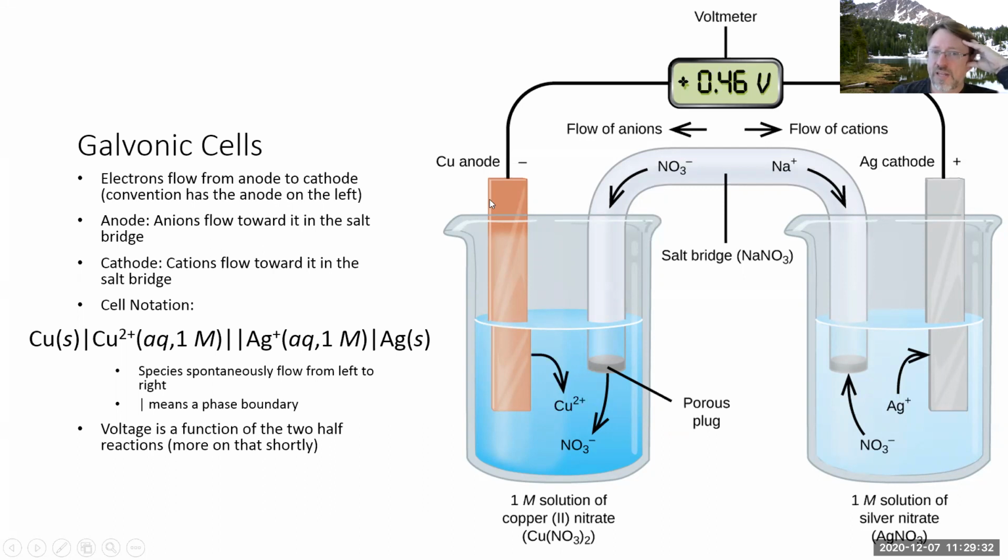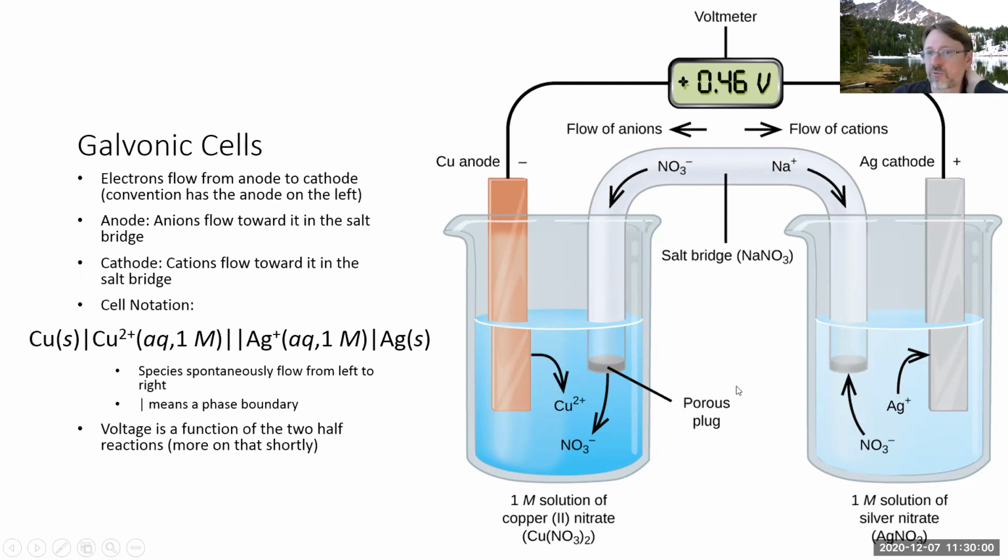The way these are labeled, the anode and cathode, is whether the anions in the salt bridge are flowing towards it or the cations are flowing towards it. So anion, remember, is the negatively charged ions. So the anions in the salt bridge flow toward the anode. The cations in the salt bridge flow toward the cathode.